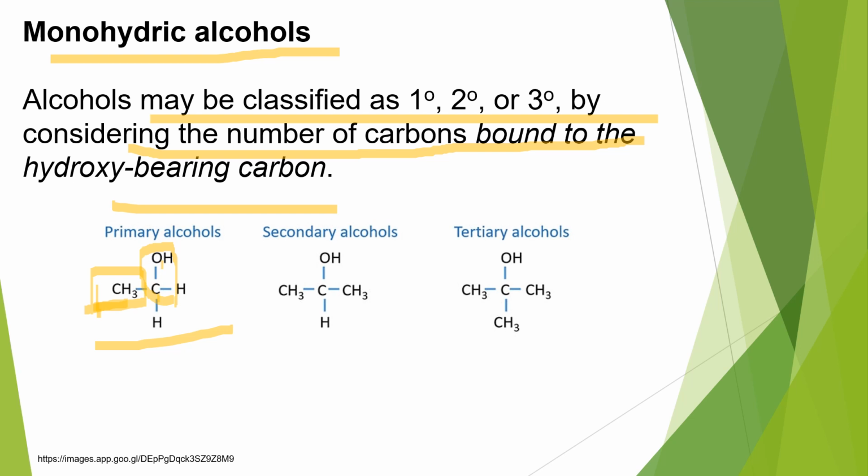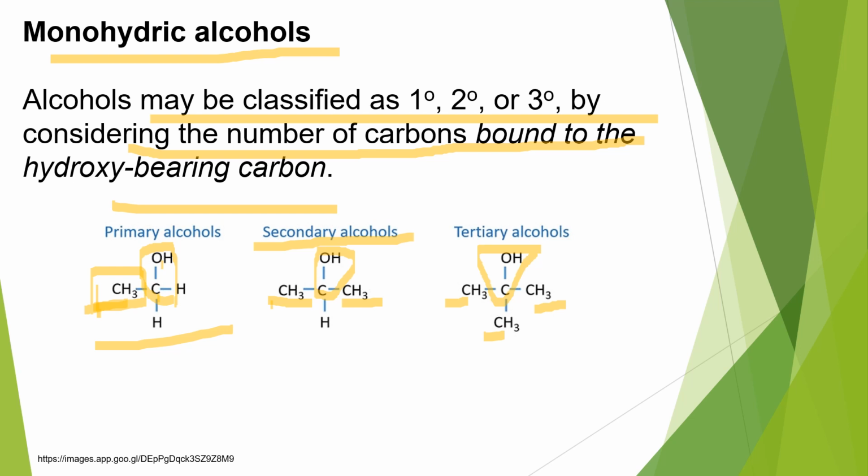Similarly, for a secondary alcohol, again we have to look at the carbon containing the hydroxyl group, and how many other carbons are linked to it. The hydroxy-bearing carbon here is linked to two other carbon atoms, hence it is a secondary alcohol. Similarly, the hydroxy-bearing carbon here is linked to three other carbon atoms, hence it is a tertiary alcohol. Okay, I hope it is clear.